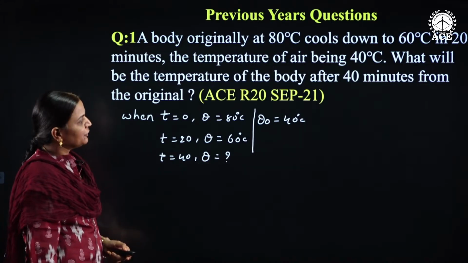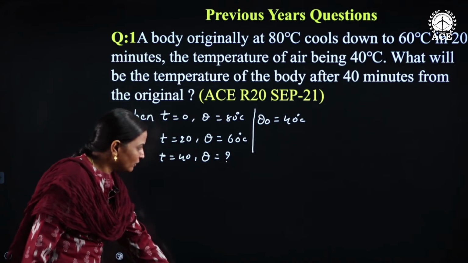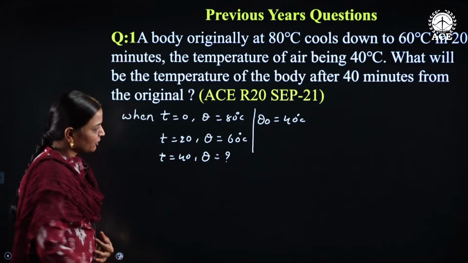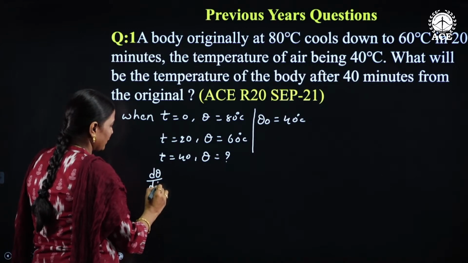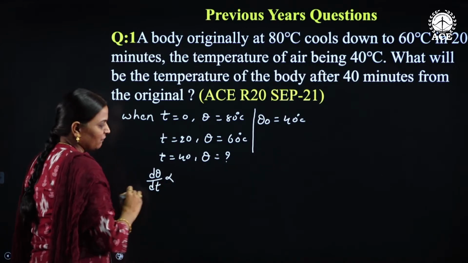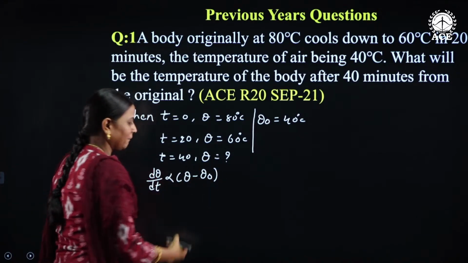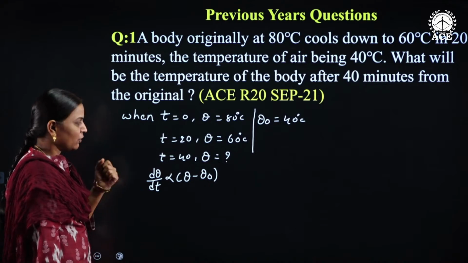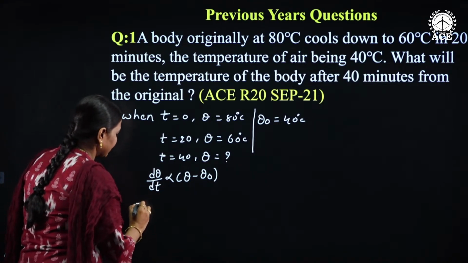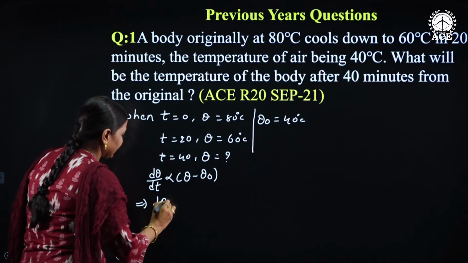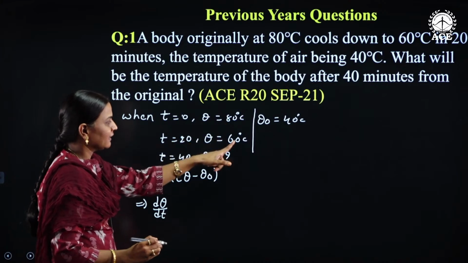Now apply Newton's law of cooling. So what is Newton's law of cooling? Newton's law of cooling states that the rate of change of temperature of the body is proportional to the difference between the temperature of the body and its surrounding medium. So first solve the differential equation, and here the proportional constant is minus k. So how to write? d theta by dt. See here, when t increases, theta decreases.